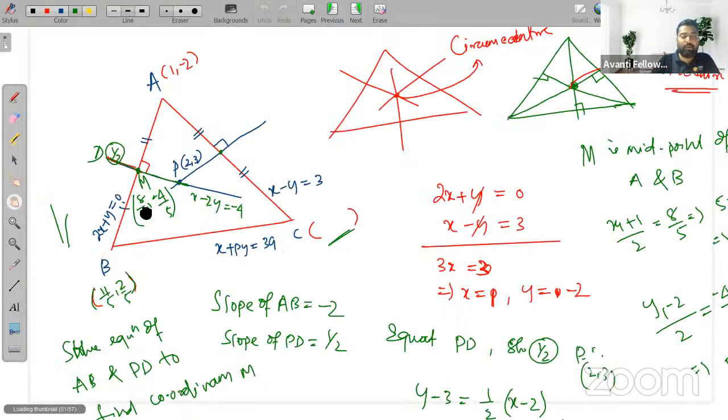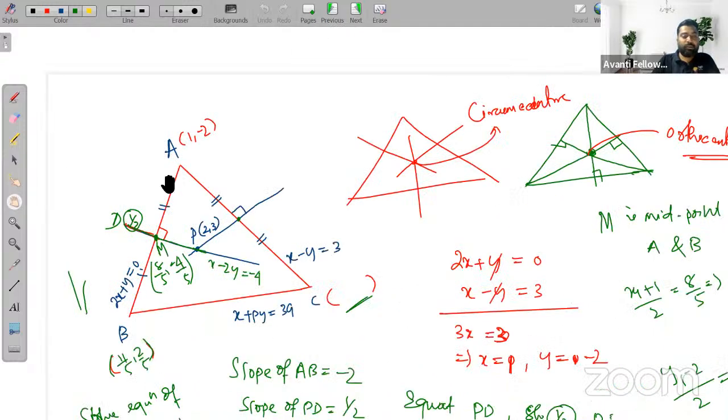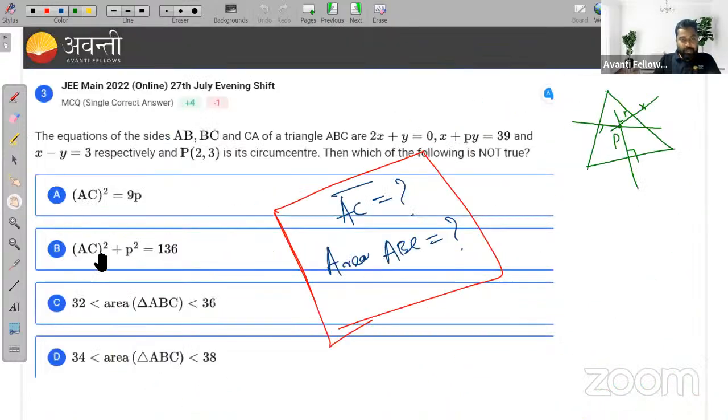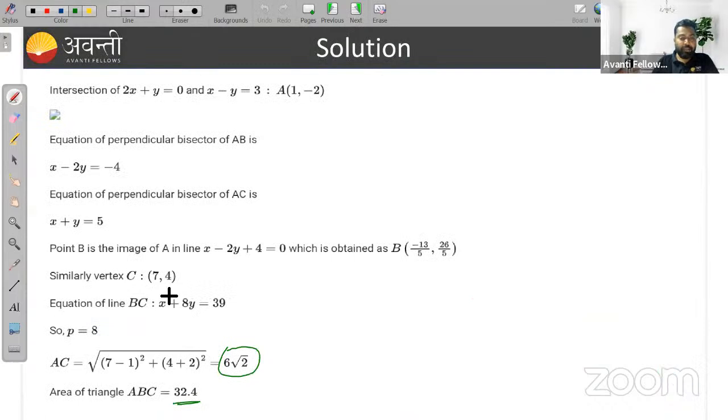What options are given? Guys, see. The length of AC is 6 root 2. Check the second option: (6 root 2) square plus P square is equal to 136. What is P here? See, P here I am getting 8.